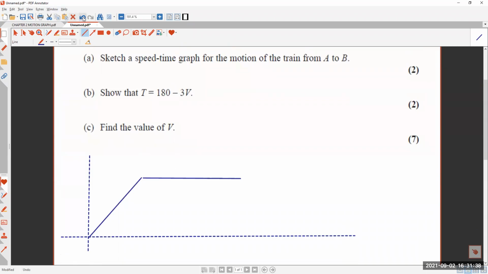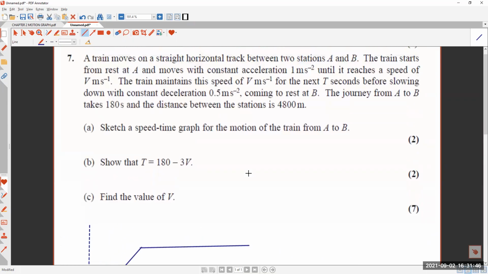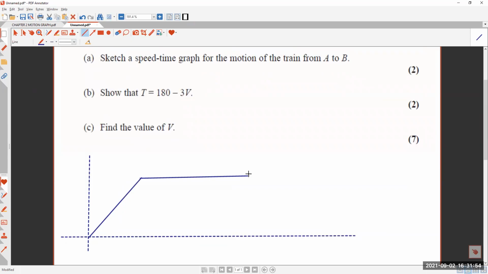Wait. Yes. A speed ta maintain kore rakhe. Okay, next, before slowing down with a deceleration of 0.5 meter per second square.